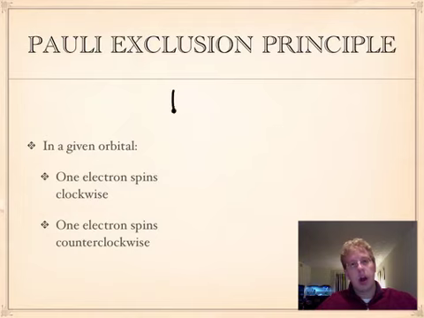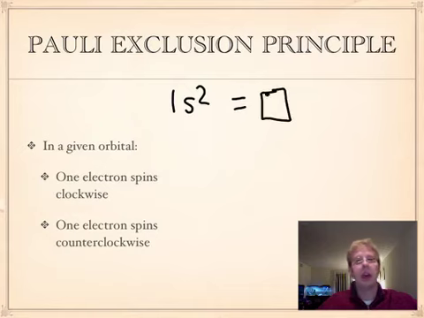So if we were to draw our 1s2 electron configuration as orbitals instead, an s sublevel only has 1 orbital that has 2 electrons, and so to have the greatest distance, one of those electrons is going to spin clockwise and one of them is going to spin counterclockwise. And this way they can be as far apart from each other as possible.